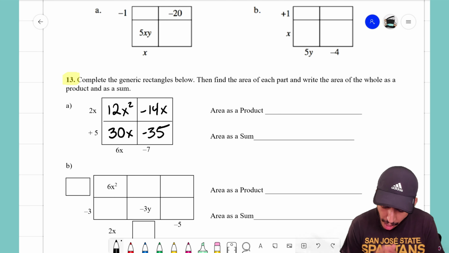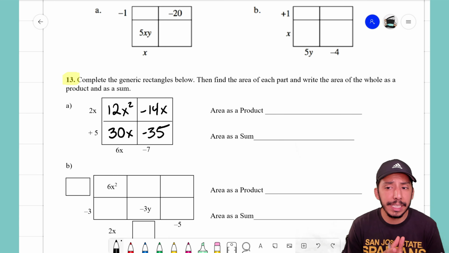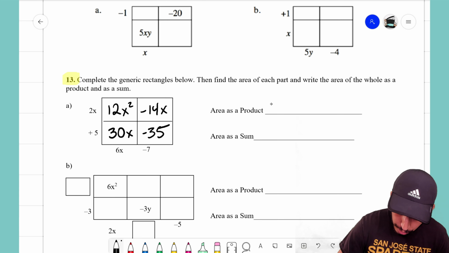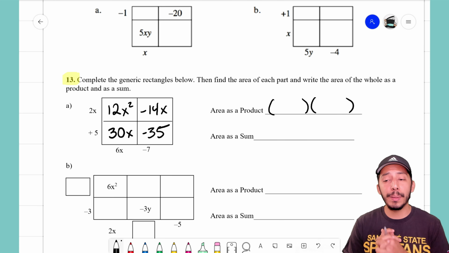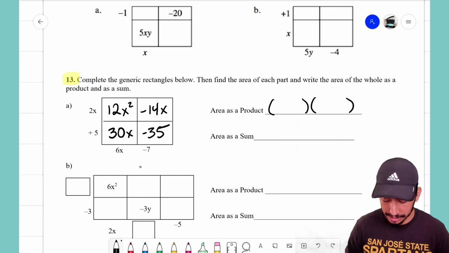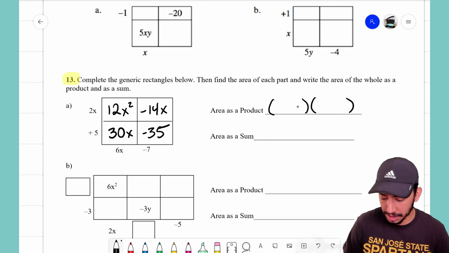Okay? All right, so the question says, what's the area as the product? Please remember that the product means that you're multiplying things. The product is always going to look like this. Two sets of parentheses. Do we remember what goes inside the parentheses? Is it the stuff inside or is it the stuff outside? What goes for the product for the inside pieces here?